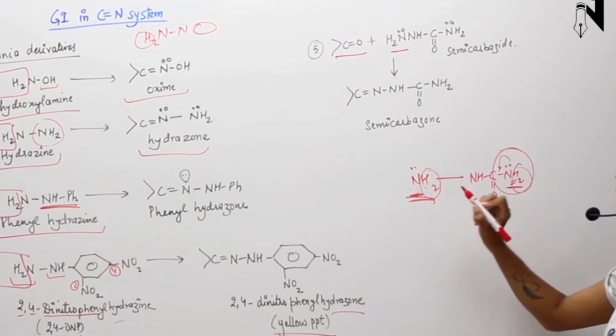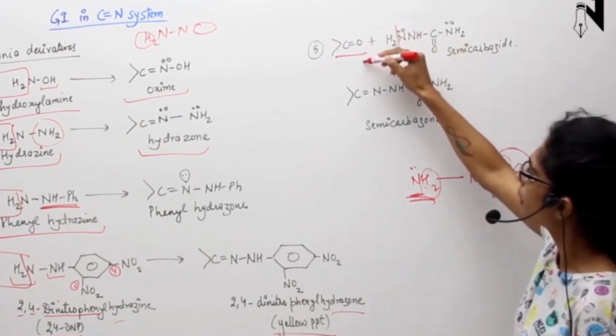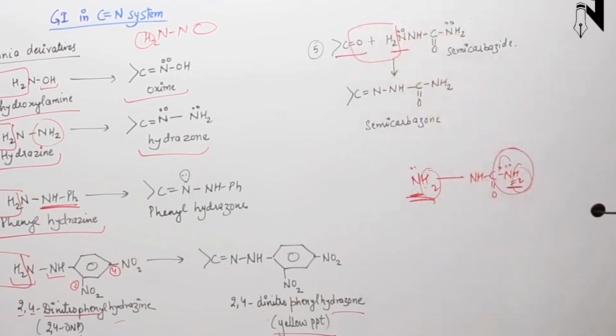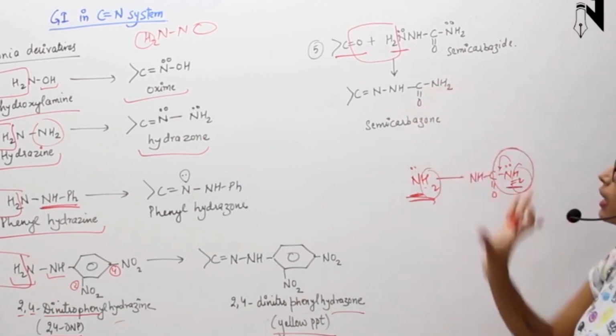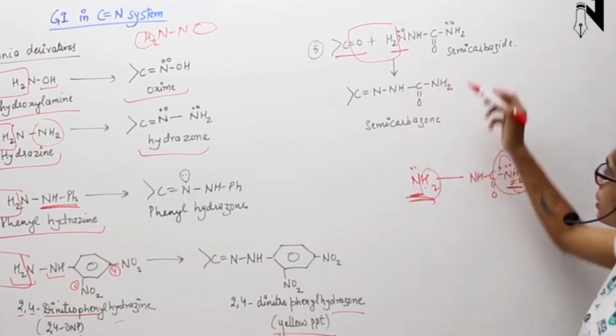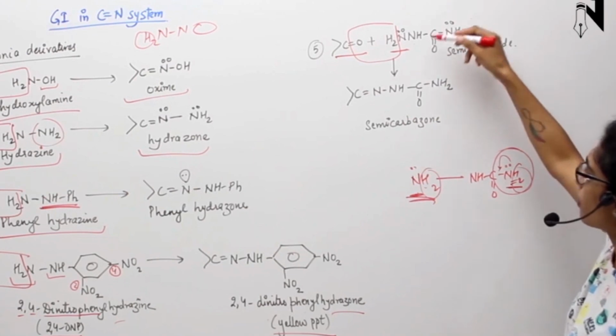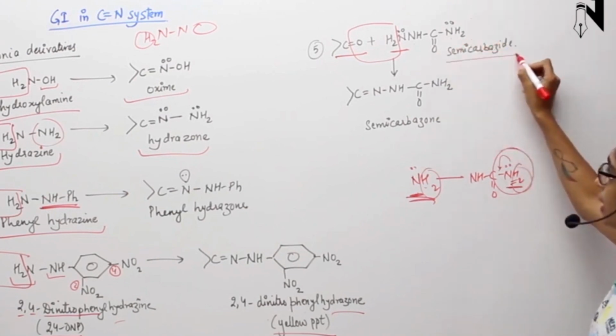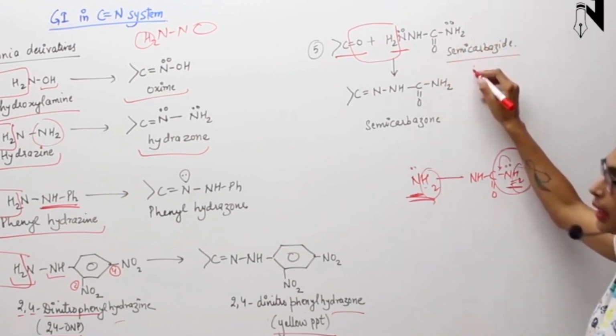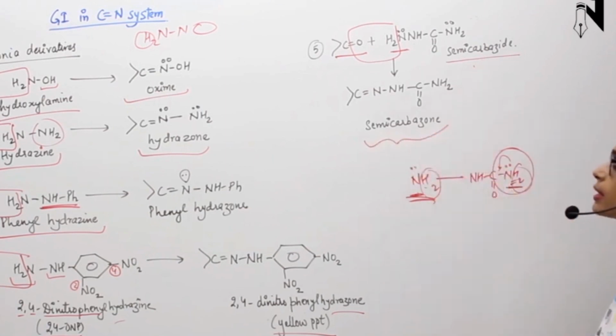Instead only this NH2 will be involved and will give away hydrogen, along with oxygen. Loss of water molecule will take place and the molecule will just connect as it is. This is your carbide group. This group is called semicarbazide, and the resultant group will be called semicarbazone.